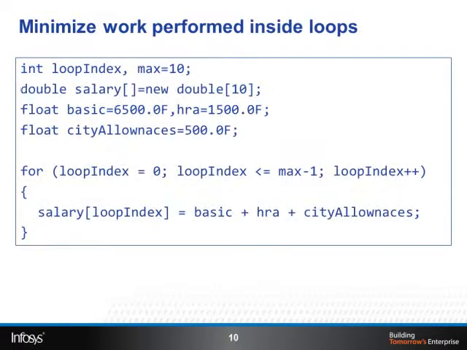The next technique is to minimize work performed inside loops. For example, in the given code, we have a condition checking loop index less than or equal to max minus 1. As the value of max is not getting changed inside the loop, we can avoid the calculation max minus 1 inside the loop condition and calculate the same outside the loop. Or we can use the less than operator in place of the less than or equal to operator and compare it with max in place of max minus 1. After changing the operator, the code will be as given.